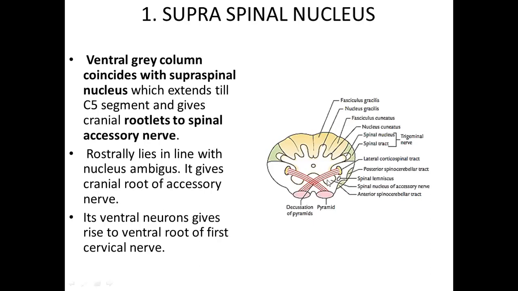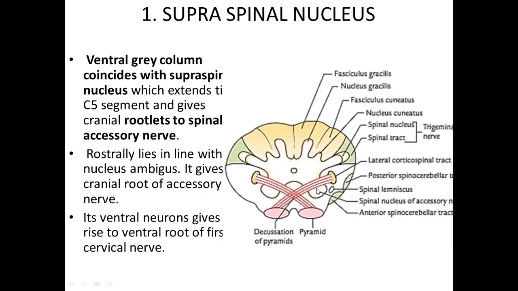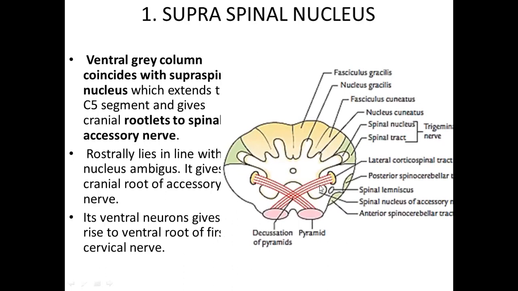Now, this supraspinal nucleus lies in line with the nucleus ambiguus rostrally, right? So that is why the cranial part of the 11th nerve is contributed by the nucleus ambiguus. And so this one is the supraspinal nucleus, giving rise to the spinal rootlets of the 11th cranial nerve and the ventral roots of the first cervical nerve.